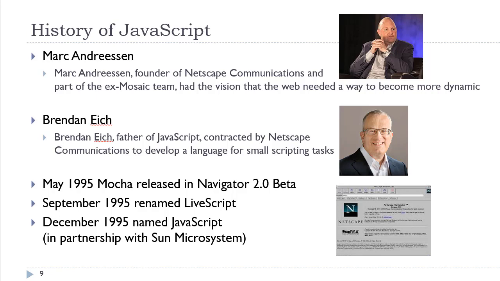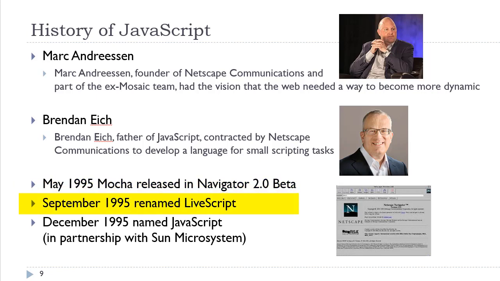So how did the evolution of JavaScript into the browser come about? Well, we talked about the developer Mark Andreessen, who was responsible predominantly for the Mosaic and Netscape browser. He had an idea of making the web more dynamic, and he decided we needed a scripting language to do that. So Brendan Eich was contracted by Netscape to develop the language, and he is credited to be the father of JavaScript. In May of '95, Mocha was released in Navigator 2.0, so JavaScript was first called Mocha.